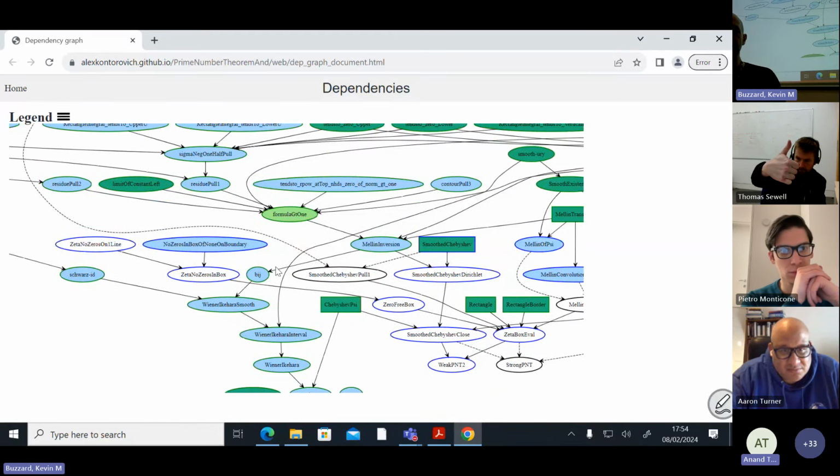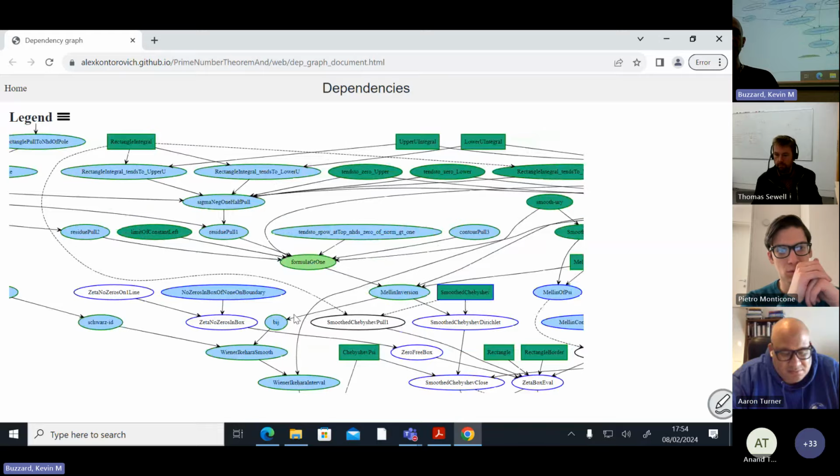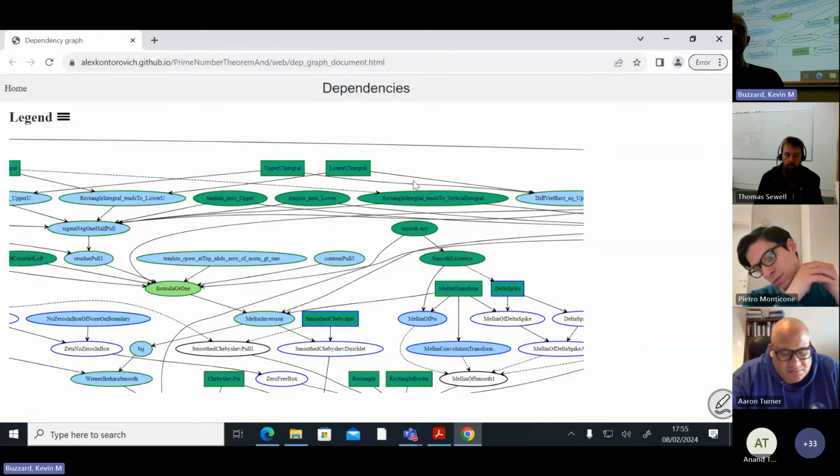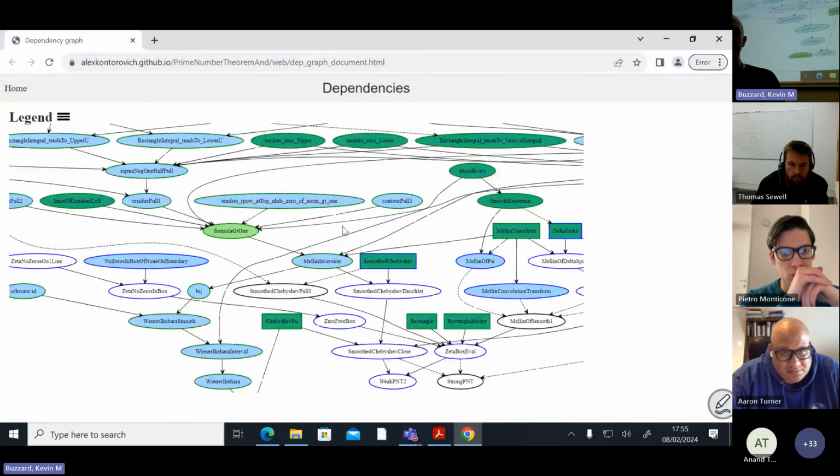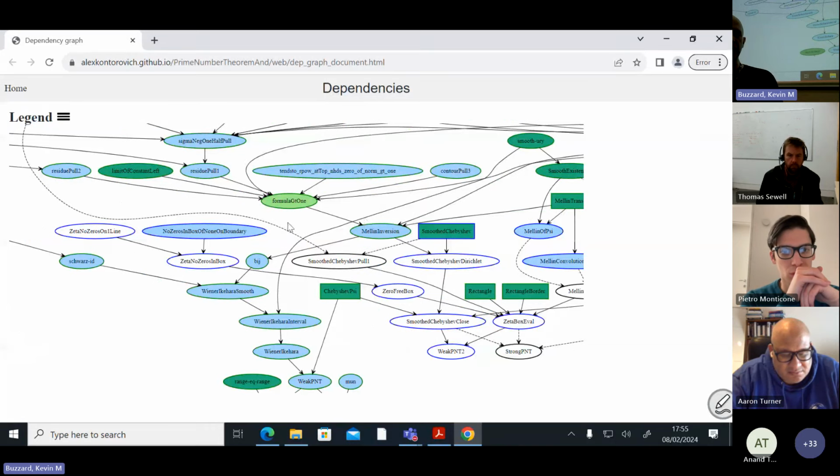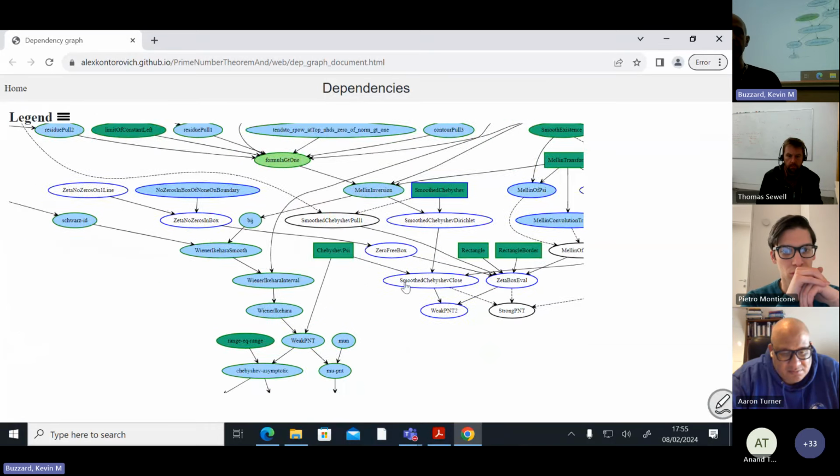Yeah, we can. Great, thank you. This is a partial proof. So green means done, and all the prerequisites are done. Light green means done, but prerequisites still not done, and white means not done.